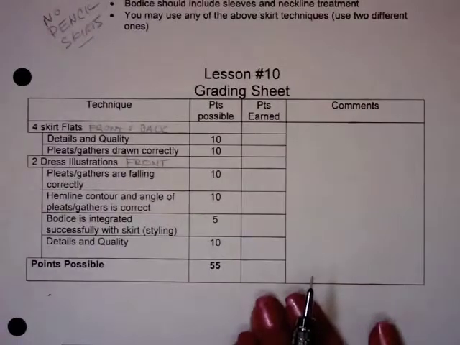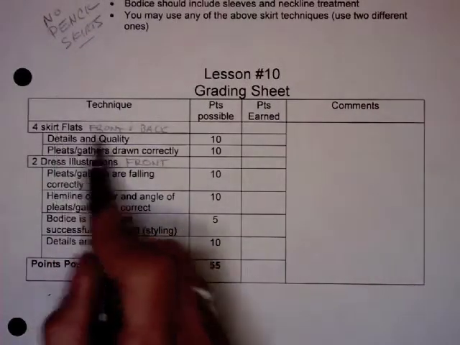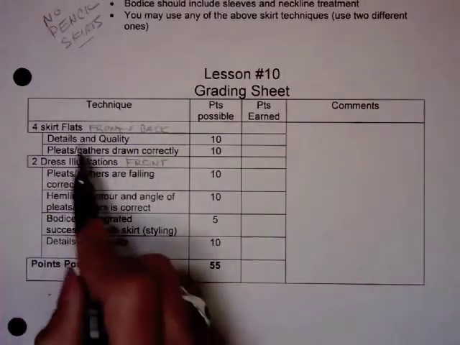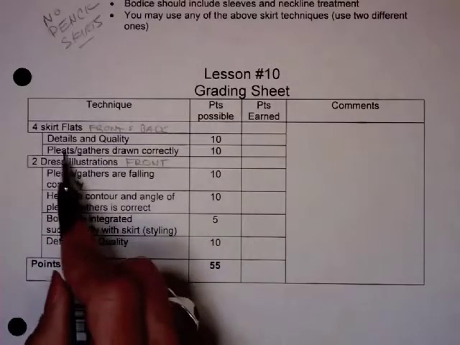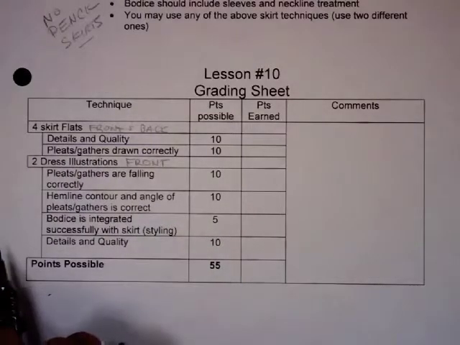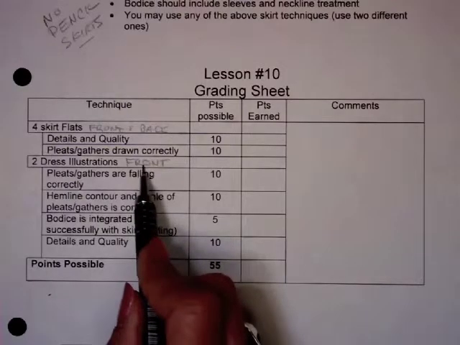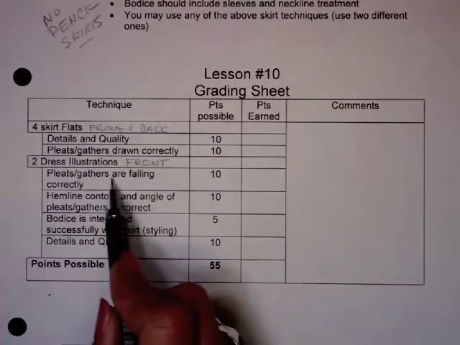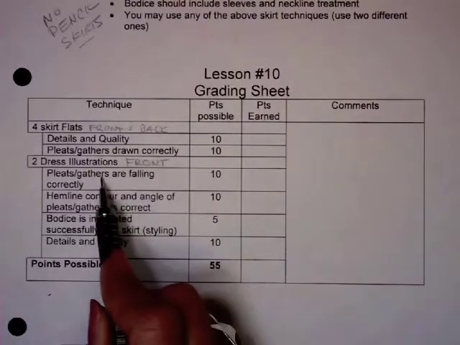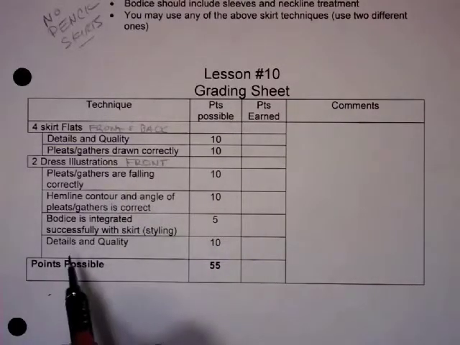So let's talk about on the bottom here how it's going to be graded. You're going to do 4 skirt flats, both a front and a back view. I'm going to be looking for details and quality, if the pleats and gathers are drawn correctly. On your illustrations, you only need to do a front view. You do not need to do a back view. And I'm going to basically be looking at the same thing. Your pleats and your gathers are falling correctly.